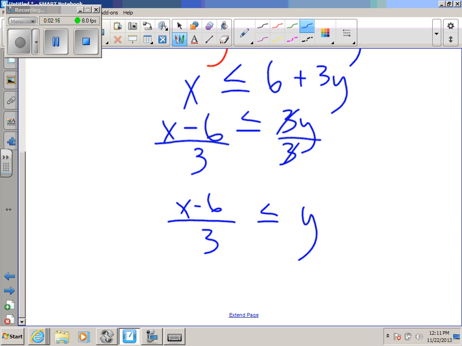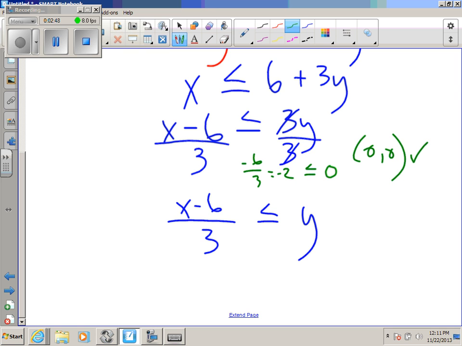Okay. Test 0, 0. Plug in 0 for x. 0 minus 6, negative 6, over 3 is what? Negative 2. Is negative 2 less than or equal to 0 for y? So this one works. Okay, that one's good.